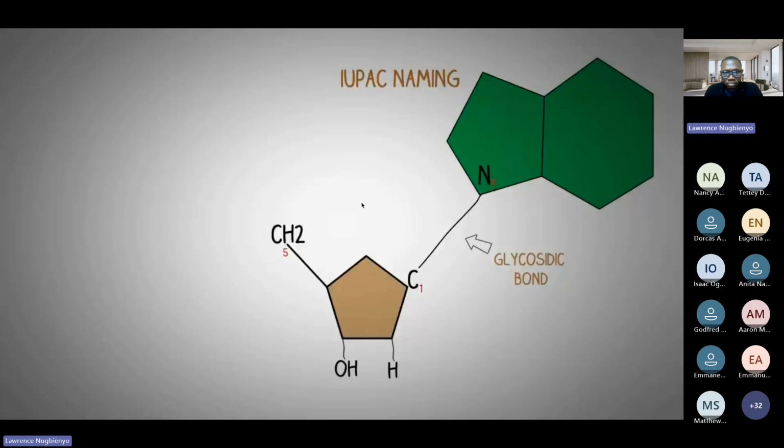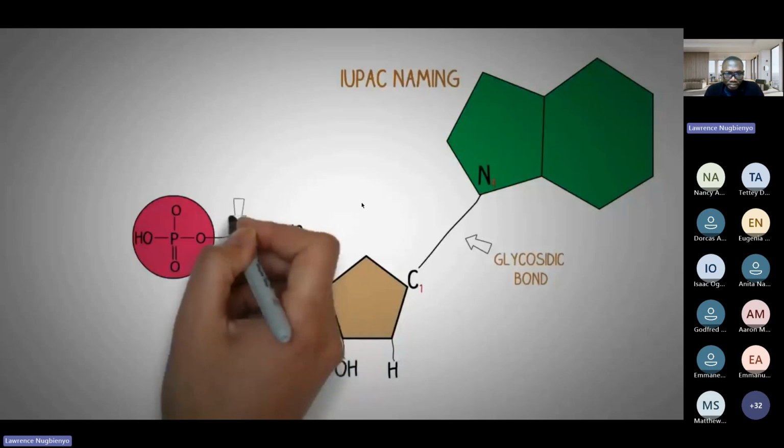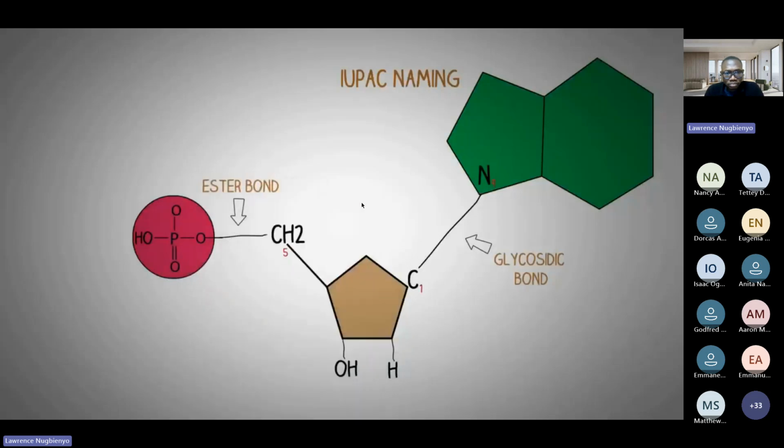Now next, let's attach the phosphate. The phosphate group attaches with the carbon number 5 of the sugar and the bond formed is an example of an ester bond, which is also a strong covalent bond. So now you know how the three structures in a single nucleotide bind to each other to form one nucleotide.